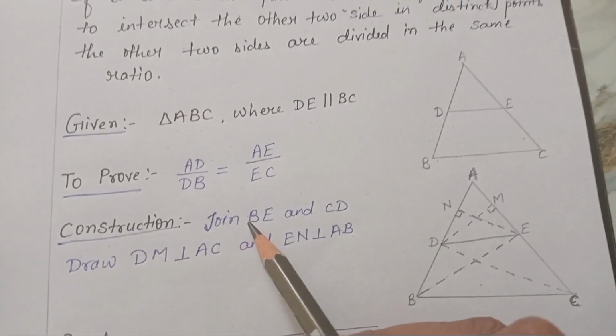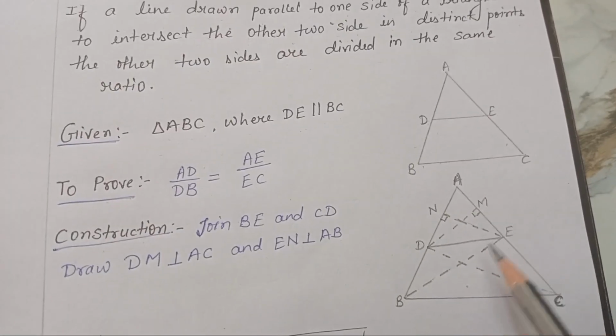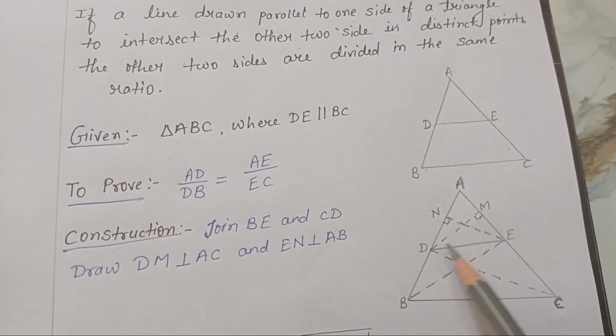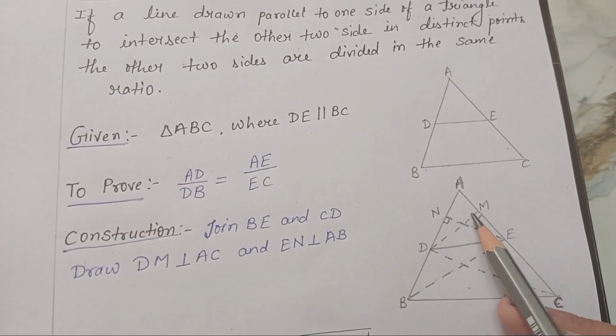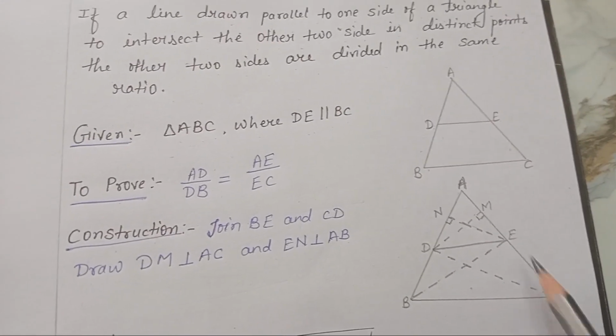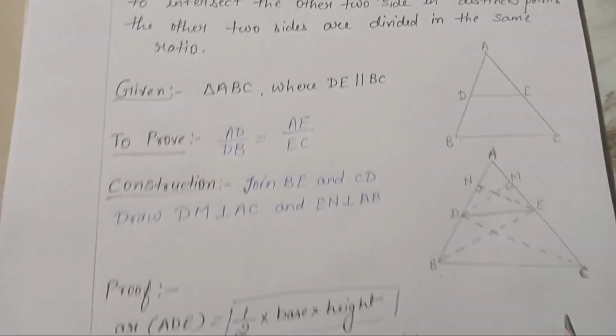Construction. Join B, E and C, D. Draw DM perpendicular to AC and EN perpendicular to AB. Proof.